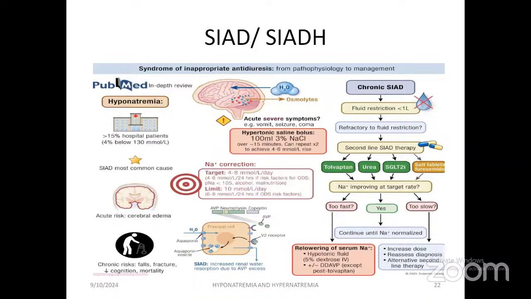This is just a pictorial representation of whatever we have spoken. If it is acute, we go for management. If it is chronic SIAD, fluid restriction, second line of therapy, and look into our targets.